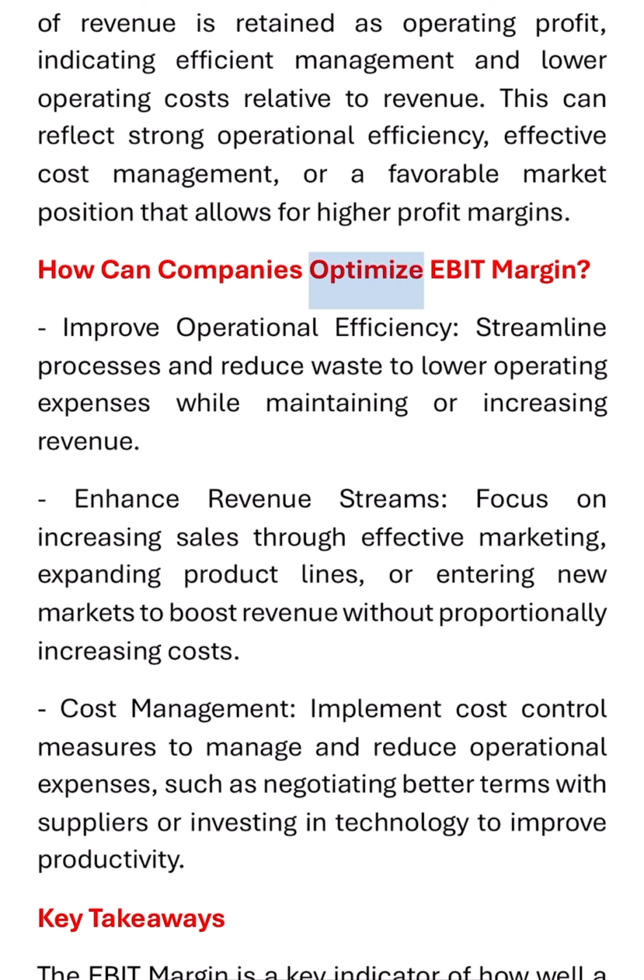How can companies optimize EBIT margin? Improve operational efficiency, streamline processes, and reduce waste to lower operating expenses while maintaining or increasing revenue. Enhance revenue streams. Focus on increasing sales through effective marketing, expanding product lines, or entering new markets to boost revenue without proportionally increasing costs.